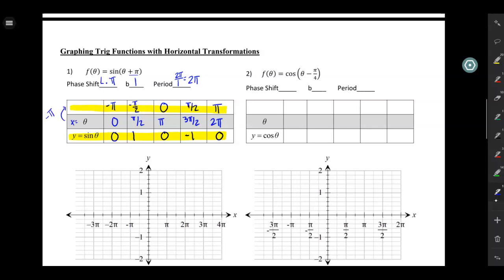So at the point negative pi, my y value is 0. At negative pi halves, so right in the middle of that, my y value is 1. At 0, I'm still at 0, which is nice. At pi halves, I'm at negative 1. And then at pi, I'm at 0. Okay. So if I connect these dots, you'll see that nice sine wave that I created. If you compare this to your parent function, it is shifted over to the left pi.